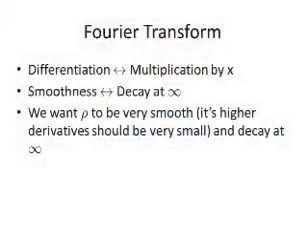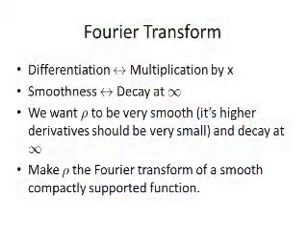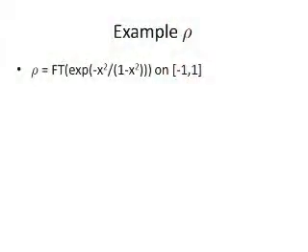So what we want rho to be is we want it to be very smooth. We want to have sharp bounds in its higher order derivatives, and we also want it to decay at infinity. So if we want to think of rho as the Fourier Transform of something, we want it to be the Fourier Transform of something that's very decayed at infinity and also smooth. So for very decayed at infinity, we're going to use the Fourier Transform of a compactly supported function, because really you can't decay at infinity faster than that. So rho is the Fourier Transform of a compactly supported function. So for example, rho could be the Fourier Transform of the following smooth compactly supported function on -1, 1.